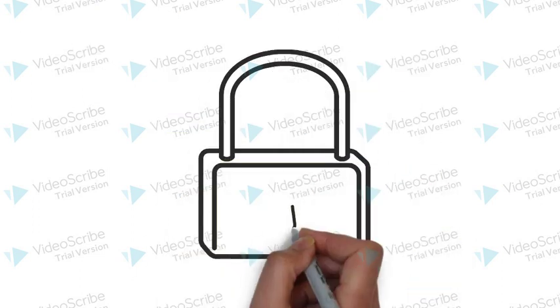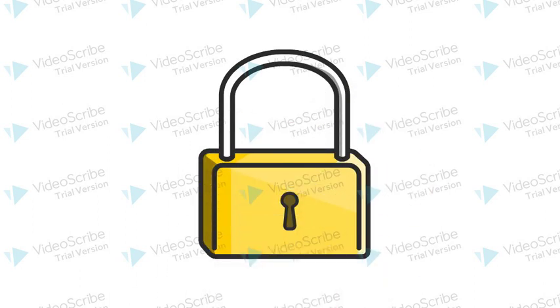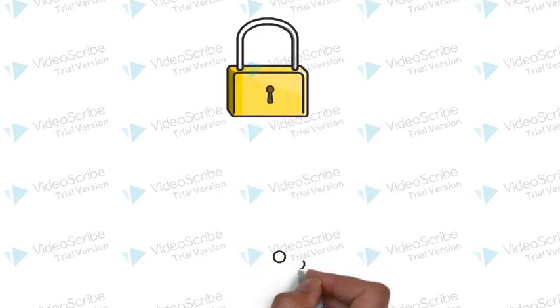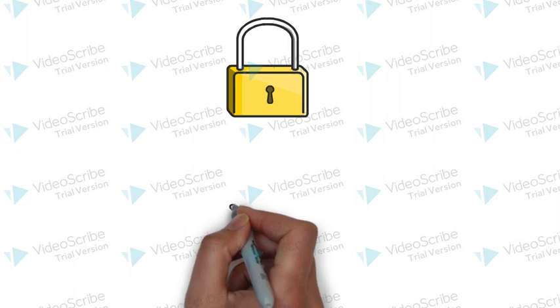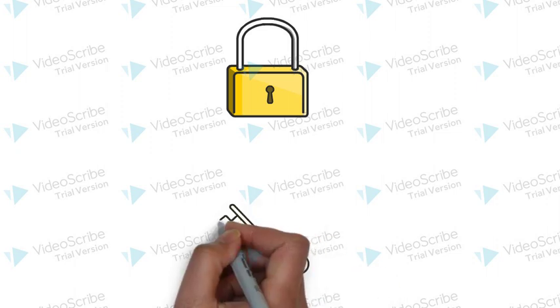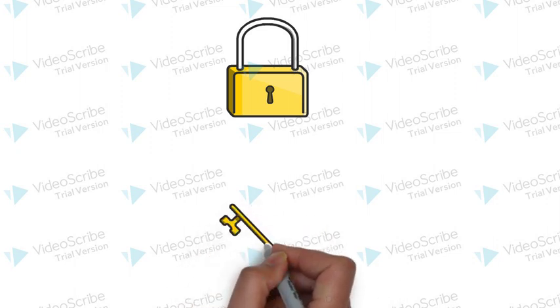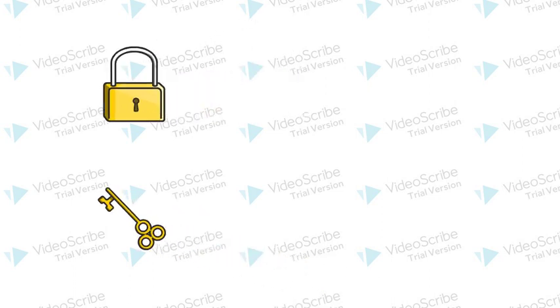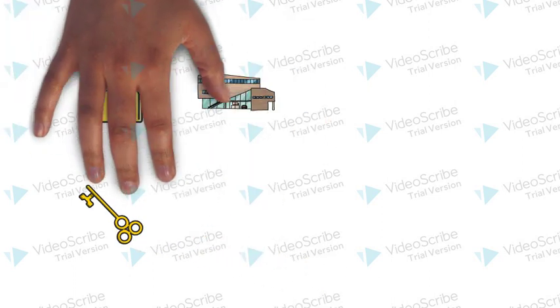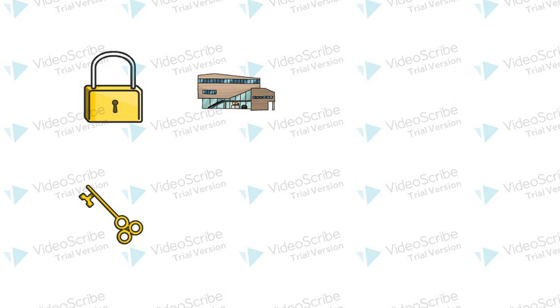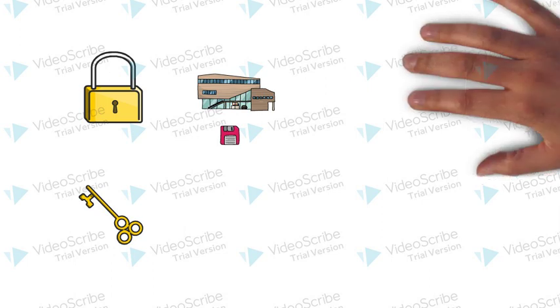Resource theories have two parts: a restriction, like a lock, and a resource, like a key that lets you overcome the restriction. Let's see what this looks like in a practical context. Imagine that I am sitting in my lab and I have some quantum data. Now, I want to send this data to another lab that is far away.